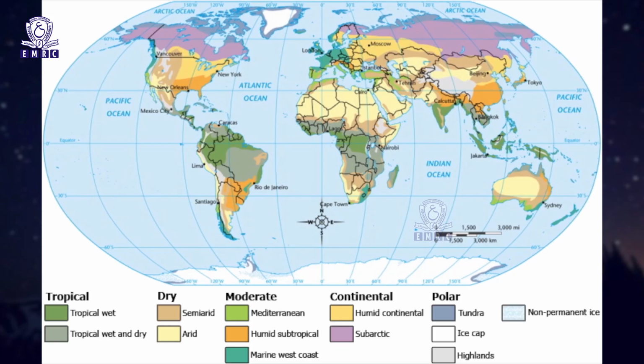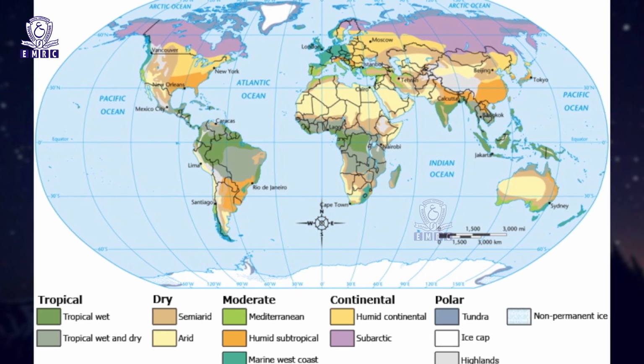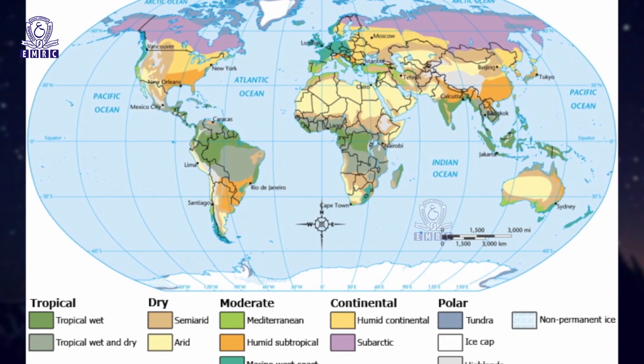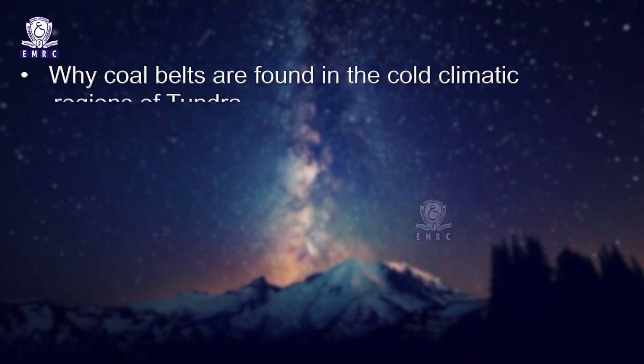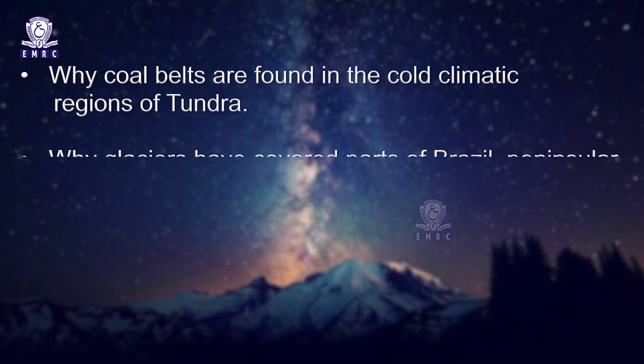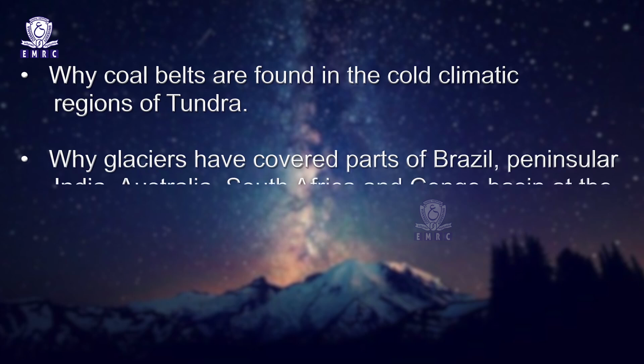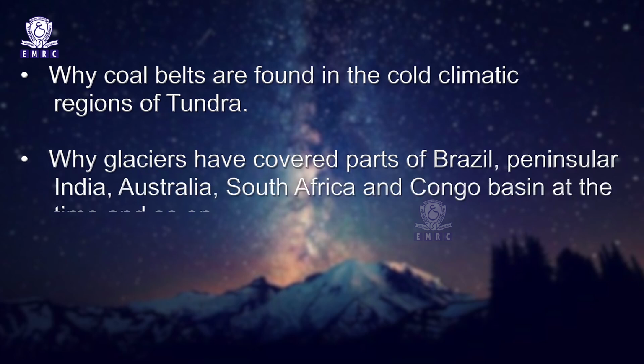The theory of continental drift grew out of the need to explain the major variations of climate in the past. Wegener was drawn to the idea to explain the ancient climates of the past. The puzzling questions in his mind were: 1. Why are cold belts found in the cold climatic regions of the tundra, and why have glaciers covered parts of Brazil and peninsular India, Australia, South Africa and Congo Basin at the same time, and so on.